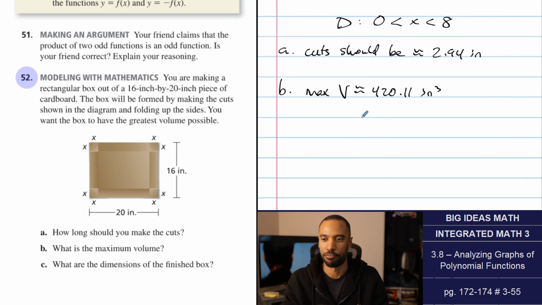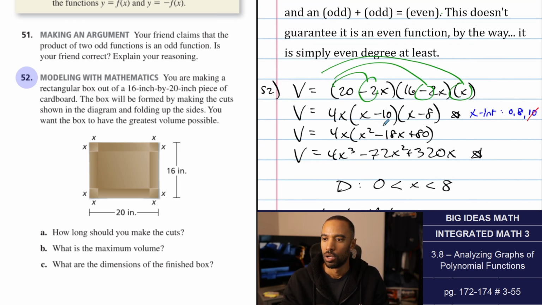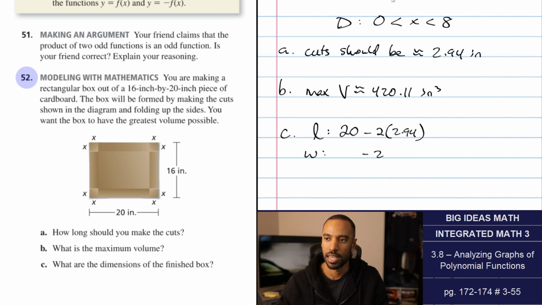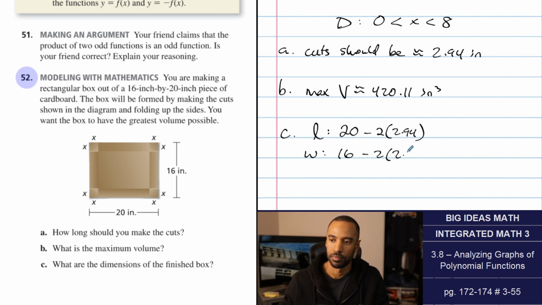What are the dimensions of the finished box, part C? If x is around 2.94, the length would be 20 minus 2 times 2.94. The width would be around 16 minus 2 times that number. And the height would be that number. Now I'm going to try to use the exact value that I can, but these are all rounded here, right? These are all in terms of inches.